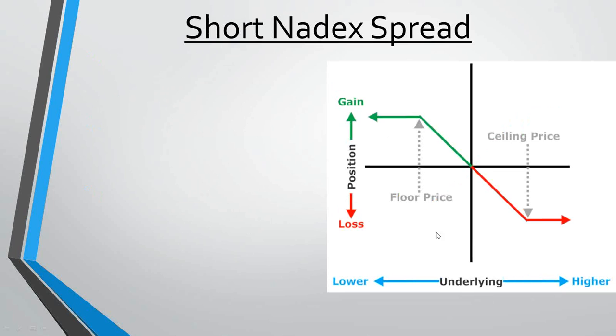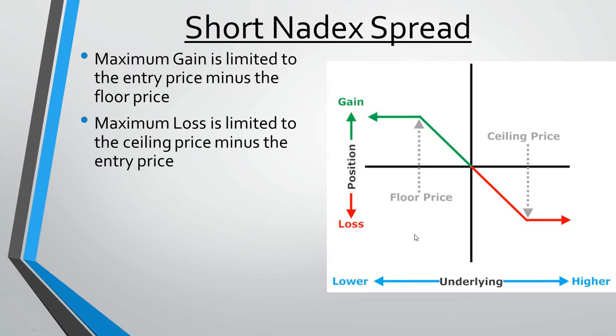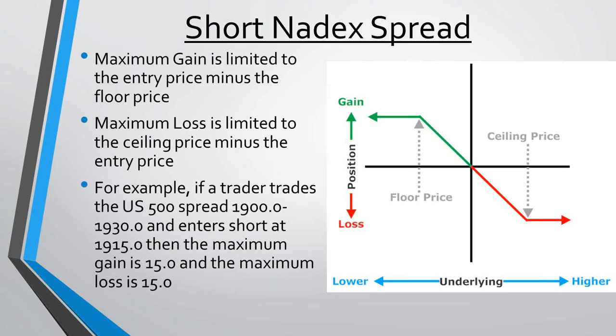Let's take a look at the other side of that. A short Nadex spread, the maximum gain is limited to the entry price minus the floor price, and a maximum loss is limited to the ceiling price minus the entry price. For example, if a trader trades the US 500 spread 1900 to 1930 and enters short this time, at the same price, 1915. Then the maximum gain is 15 and the maximum loss is 15.